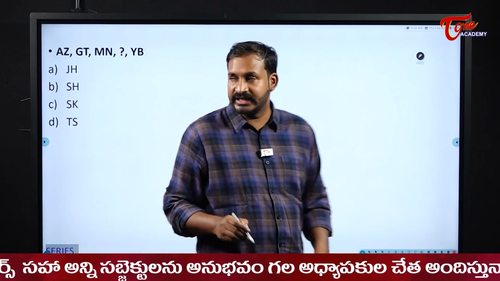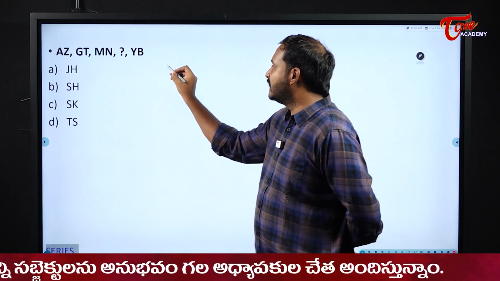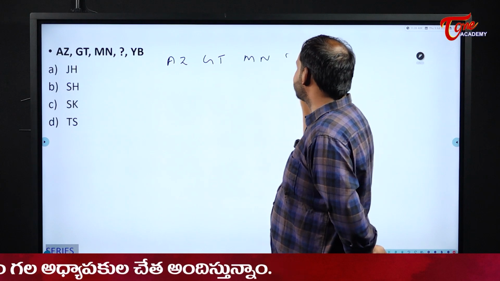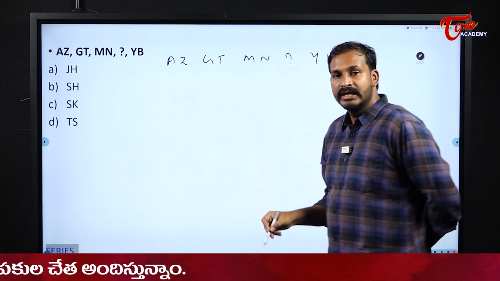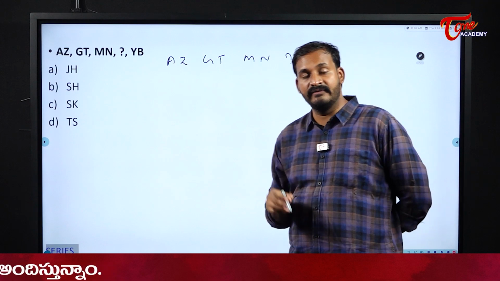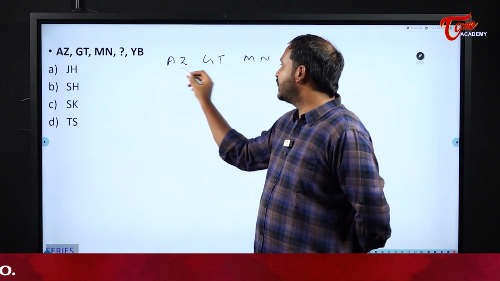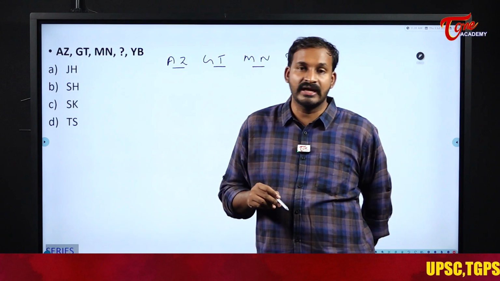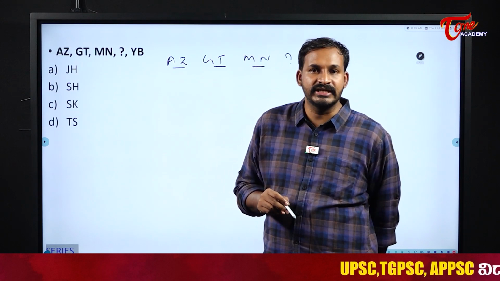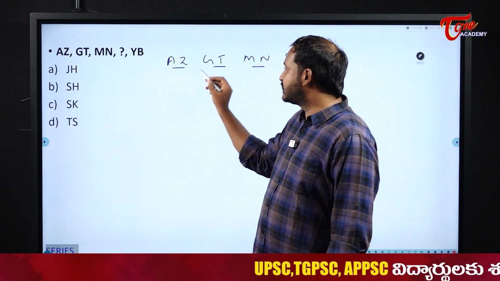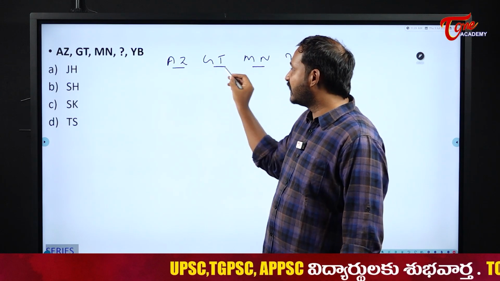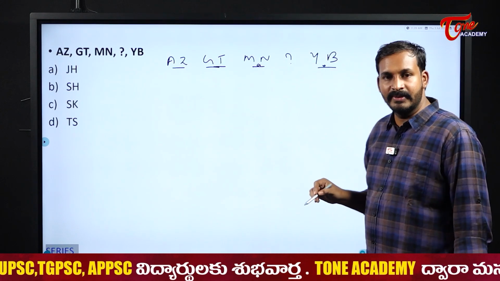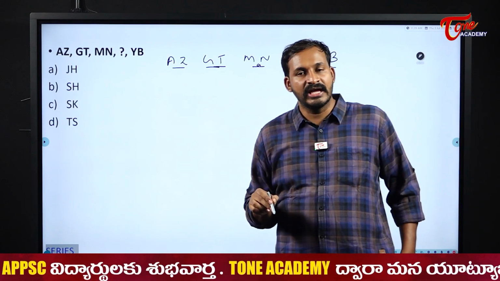Now please see the question here. What is the question here, students? AZ, GT, MN, question mark and YB. In our first video, if you observe carefully, we discussed about this one. What is this AZ, MN, GT and YB? What are these, students? Opposite pairs, right? Which we have seen in our first video. AZ, first and last. GT, man, boy. Y and B are opposite to each other. These are opposite pairs.